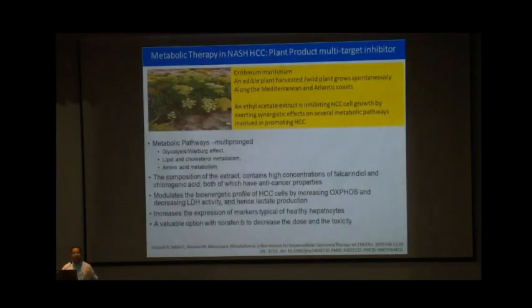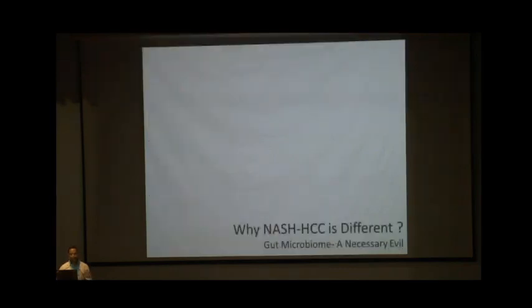Interestingly, this is one plant product, a tree, which has now come as an extract that targets multiple metabolic pathways in glycolysis, lipid and amino acid metabolism, and it has been shown to help decrease the dose of sorafenib as well as its toxicity. So this is where a science is emerging, metabolic therapy for the metabolic component such as NASH, which can be helpful for prevention and even in treatment as an adjunctive effect.